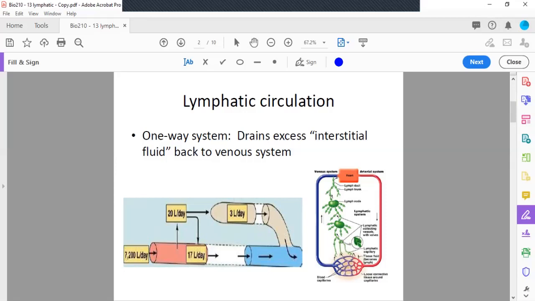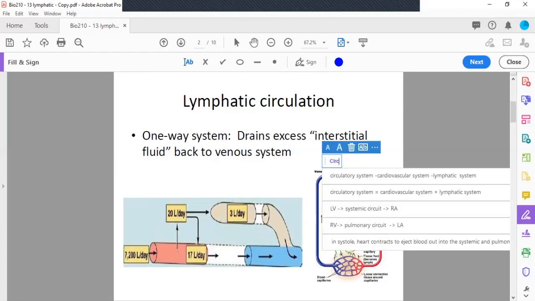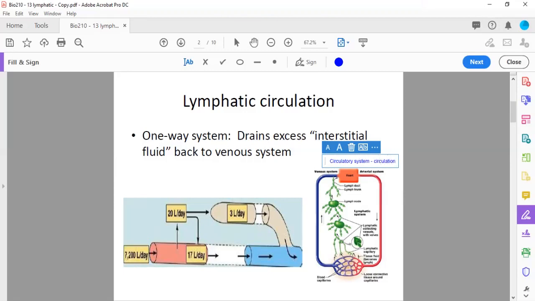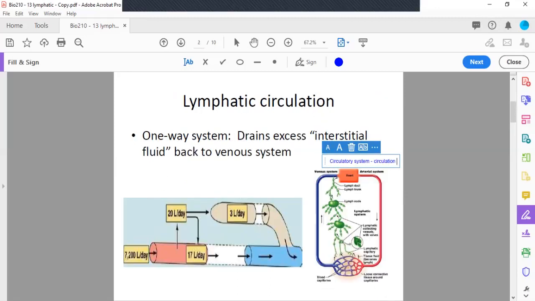In a nutshell, when you combine both of these, this represents what's called the circulatory system. As I mentioned in the last slide, the circulatory system is involved with circulation in general, whether it's circulation of blood or lymph, or just in general, any volume.